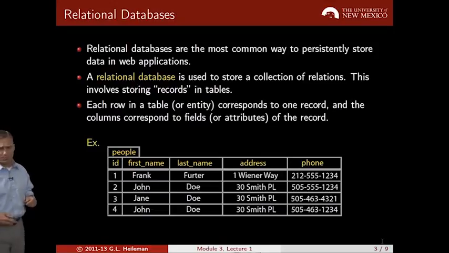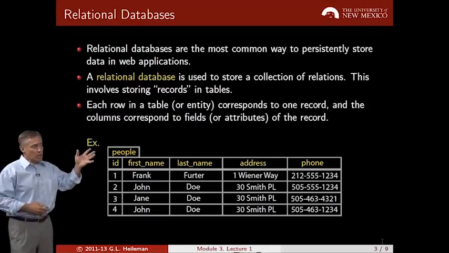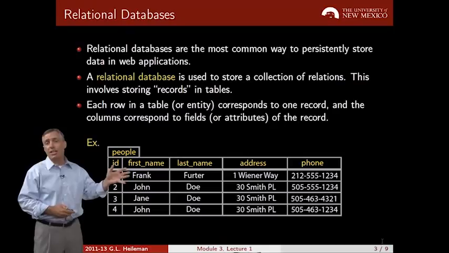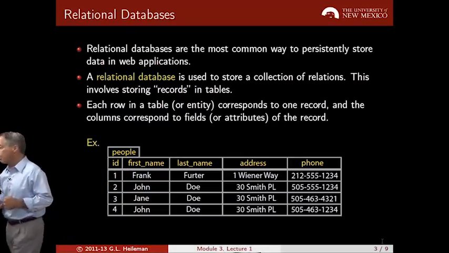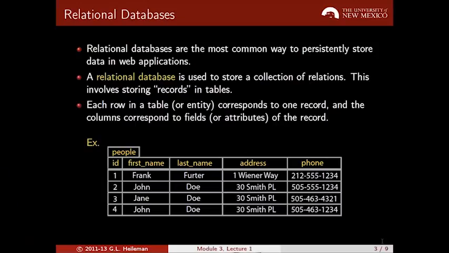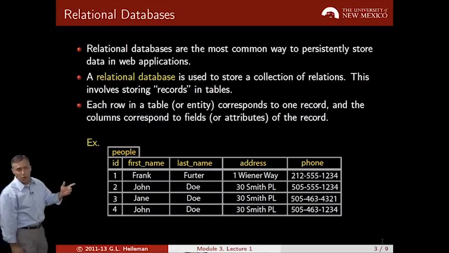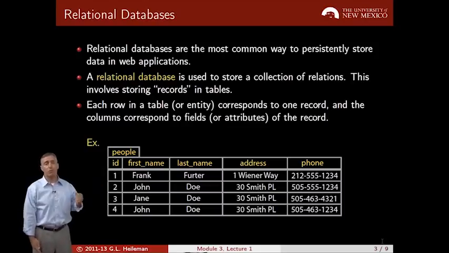Here's an example. In this example, we have people, and I'm trying to collect information about people and store them in this database table. There's an ID, and notice that we have 4 records in this table. There's the first person, Frank Furter. We've got his first name, last name, address, and phone. Those are the attributes. And then the second person in the table, John Doe, we have listed with those 4 attributes as well. We have Jane Doe and again John Doe.